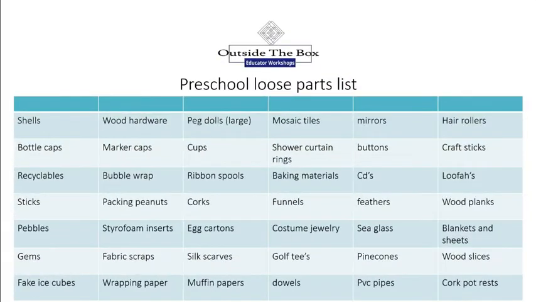Here are some more ideas for preschool loose parts: shells, bottle caps, recyclables, sticks, pebbles, gems, fake ice cubes, wood hardware, marker caps, bubble wrap, packing peanuts, styrofoam inserts, fabric scraps, wrapping paper, peg dolls, cups, ribbon spools, corks, egg cartons, silk scarves, muffin papers, mosaic tiles, shower curtain rings, baking materials, funnels, costume jewelry, golf tees, dowels, mirrors, buttons, CDs, feathers, sea glass, pine cones, PVC pipe, hair rollers, craft sticks, loofahs, wood planks, blankets and sheets, wood slices, and cork pot rests.